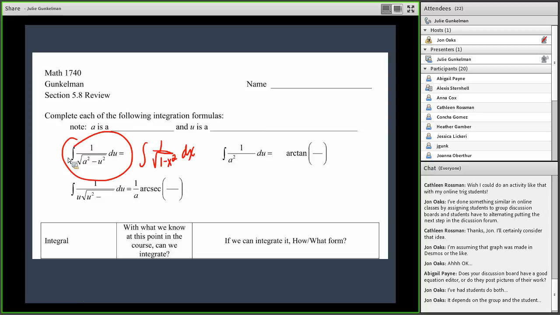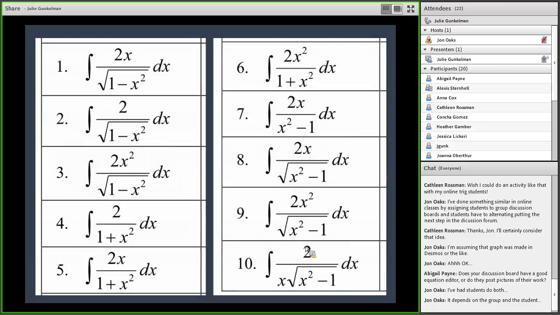Okay, and so at the bottom of the page is the cool part of this activity. I've got 3 columns. I've got a column for integral. I'm going to say, do you know how to integrate it or not? And can you identify it? I'm not going to actually ask them to figure out the problem, just can you identify it? Do you know what it is?